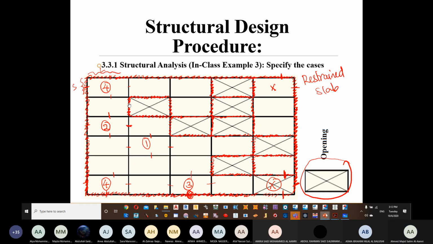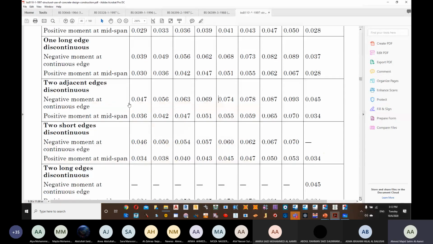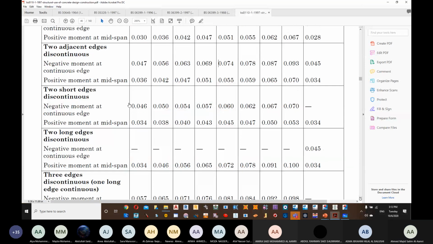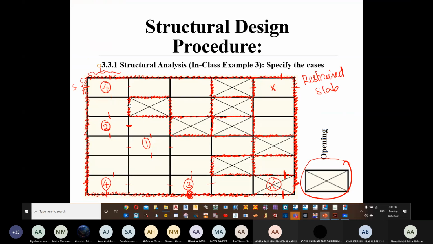Case number 5. It says two short edges discontinuous. So there are two short which are discontinuous, and two long which are continuous. There are four sides of the slabs. Two short to be discontinuous, two long to be continuous. So we need to go to our problem and search where two are short. Where do we have two short to be discontinuous?